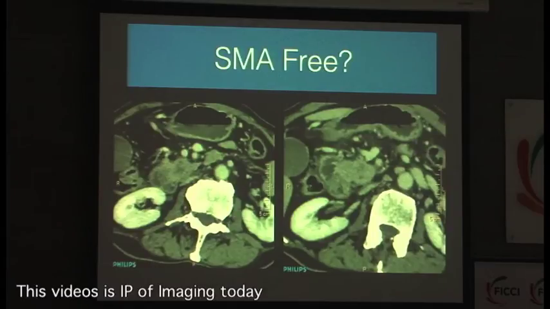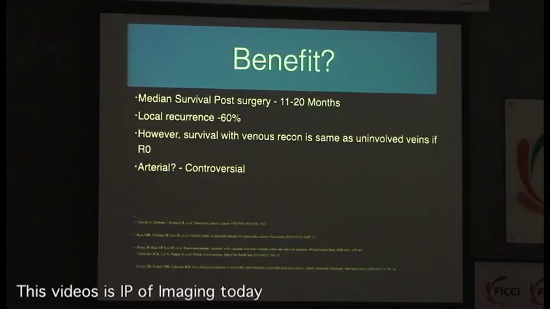Okay, now look at this patient. Is the SMA free? That's the SMA. That's the SMA. Is it free? No, it is not free. What is happening is there is tumor extending in from the peripancreatic neural plexus and abutting the SMA here. So there is short segment involvement of the SMA, right? So now I'll tell you what is the implication of this.